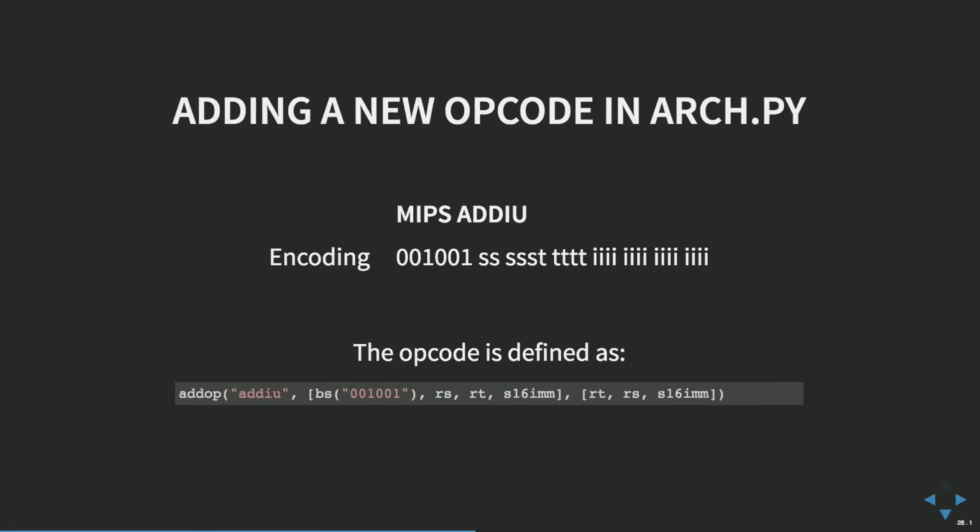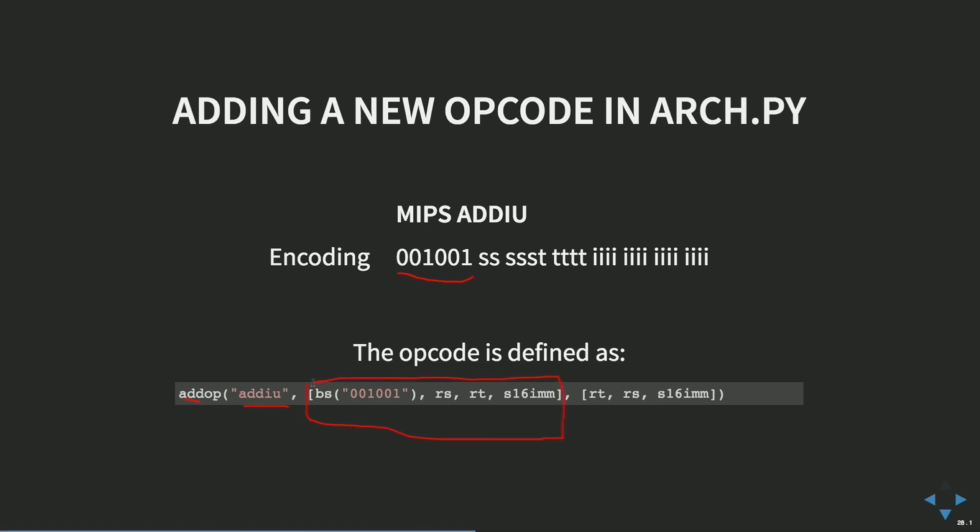So what we can start to do is check the specification of this instruction. The specification says that first we have 6 bits, 001 001, then 5 bits that encode the source register, 5 more bits that encode the target register, and finally the immediate encoded on 16 bits. And in MySM, all you need to do is call the add-up function, give the name of the instruction, and then define something called a bit string.